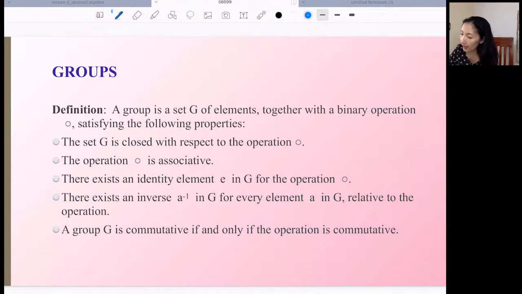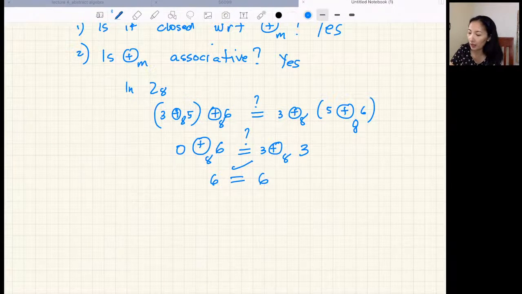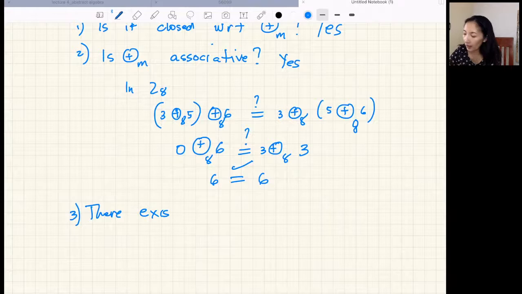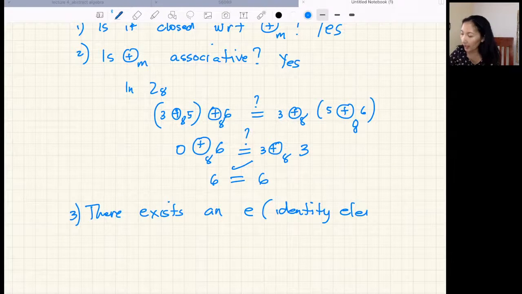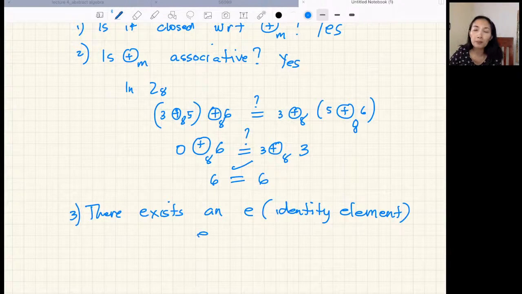There exists an identity element in G for the operation. Take note that we are talking about addition. Number 3, there exists an E, identity element. Yes, and that identity element is in fact 0, because adding 0 to any number will result in the given number.